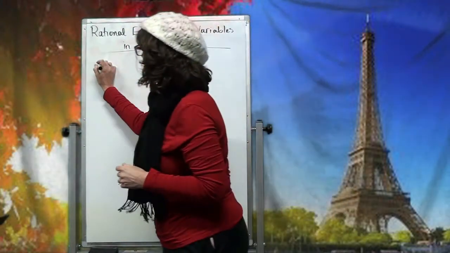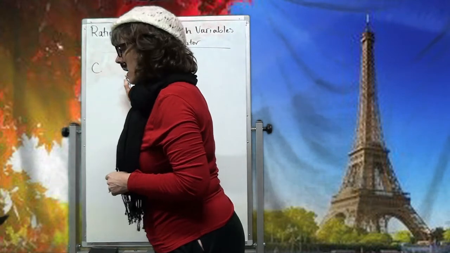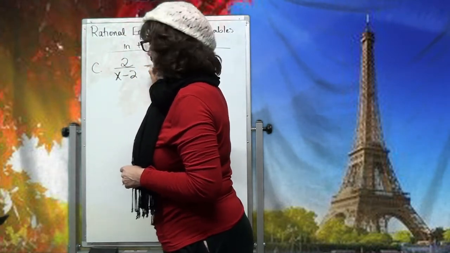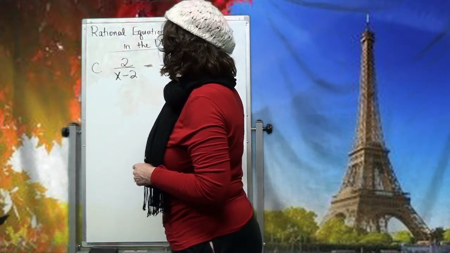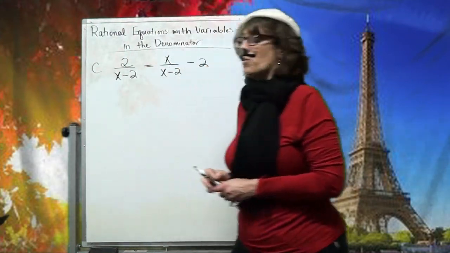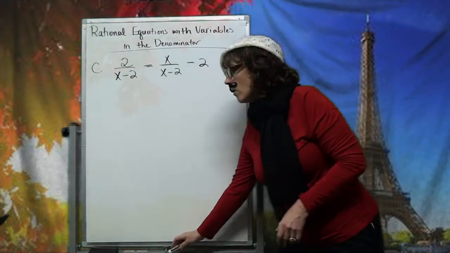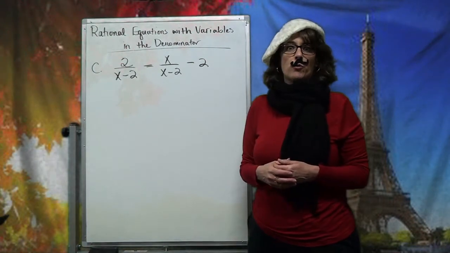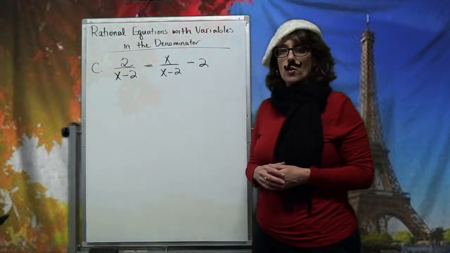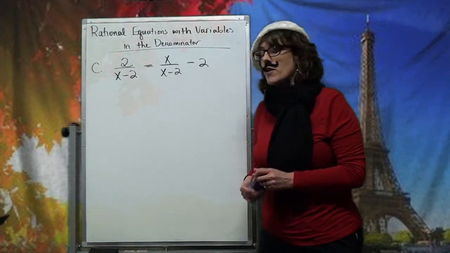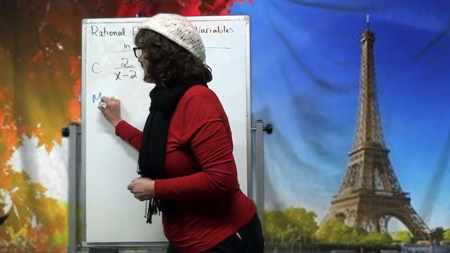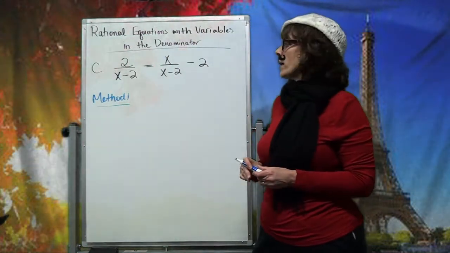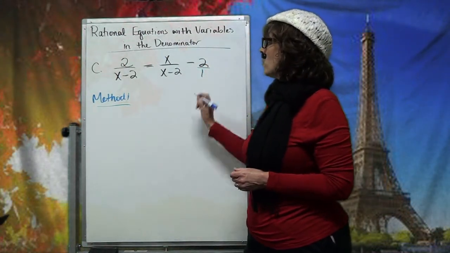Okay, it's letter C. We are going to have 2 over x minus 2 equal to x over x minus 2 minus 2. Whoa, things are going crazy now, because before we just had one variable in that denominator. It wasn't a big deal, it was just maybe a 3x. Here we've got some subtraction going on. But remember that in method 1, we said we wanted to get common denominators all the way across. So I'm going to put my 2 over a 1.